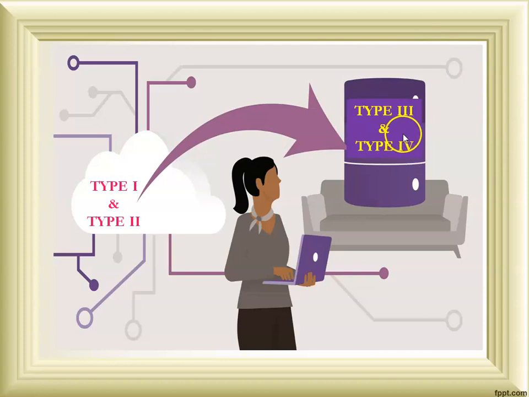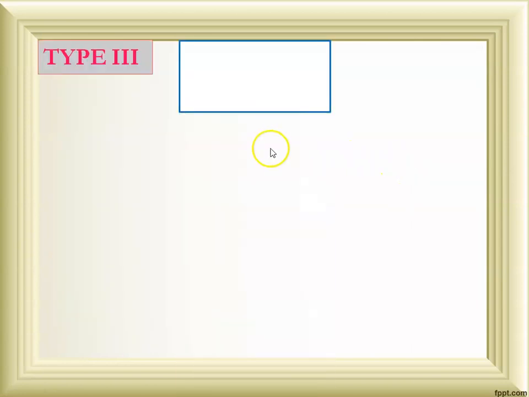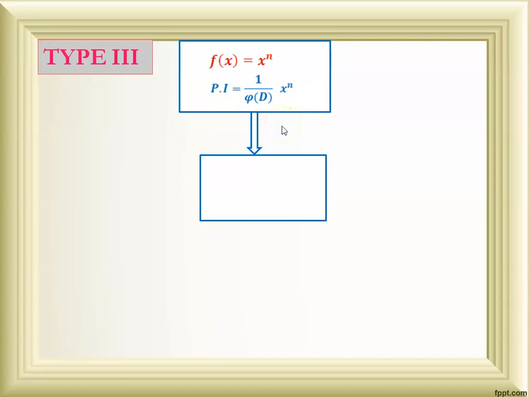The third one is the algebraic form. The final one is the exponential multiplied with either the algebraic or the trigonometric form. So let us move on to the third type. The function is in the form of x power n. The particular integral has to be written as 1 by phi of D into x power n. In this case, we need not make any other replacement in the denominator.